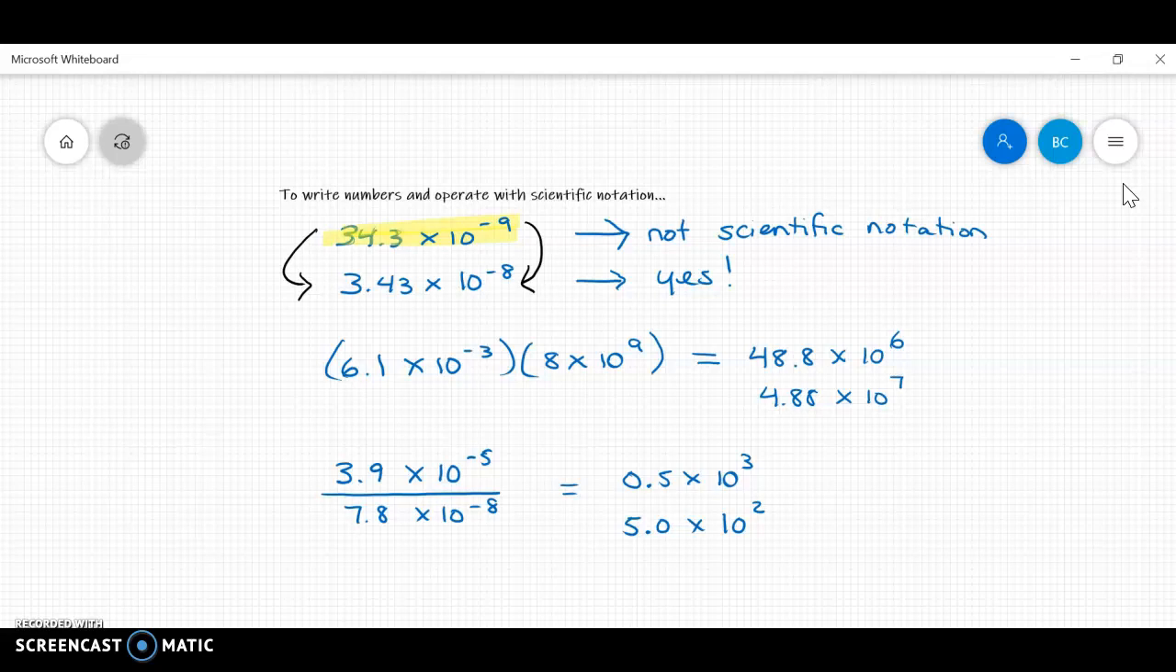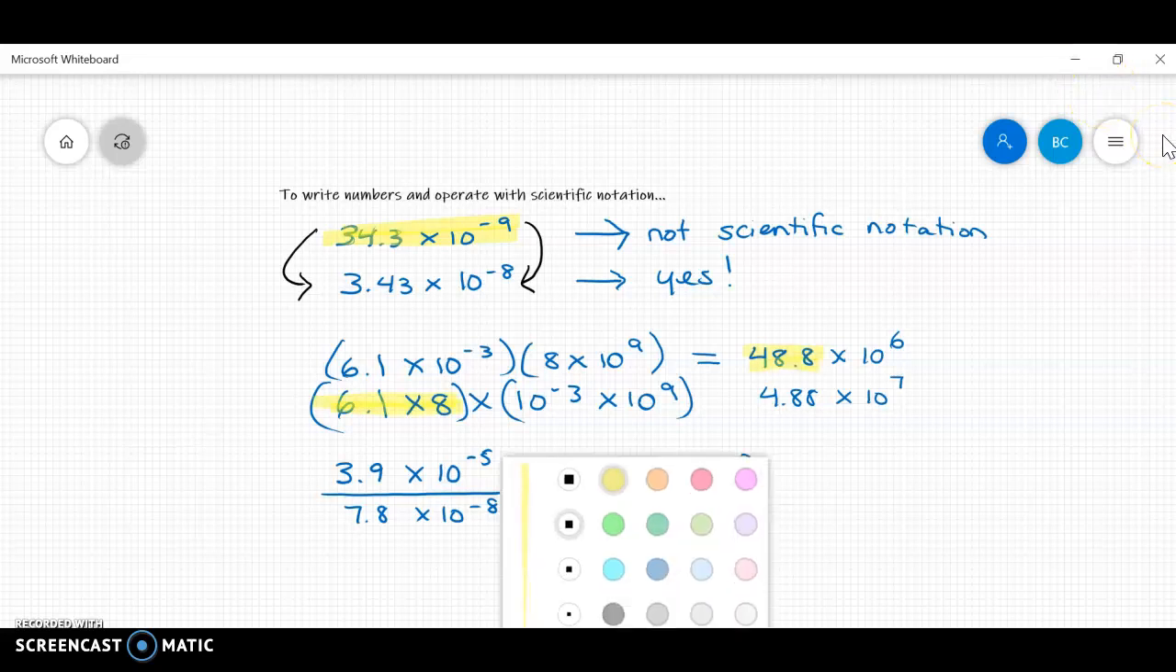Say, for example, I'm multiplying using scientific notation. I remember the commutative property allows us to change the order of how we're multiplying. So I can change this to 6.1 times 8, and I'm just rearranging times 10 to the -3rd times 10 to the 9th. Then I'm going to group those together, and group those together. So 6.1 times 8 is going to equal 48.8.